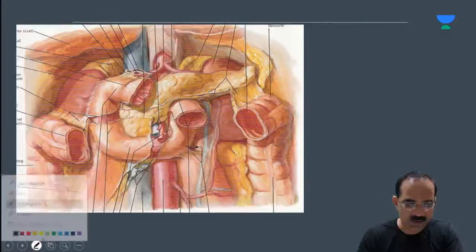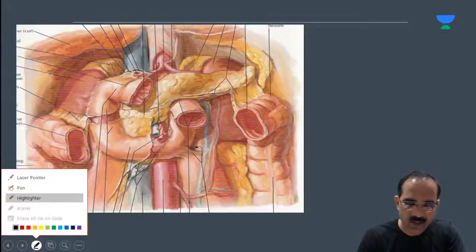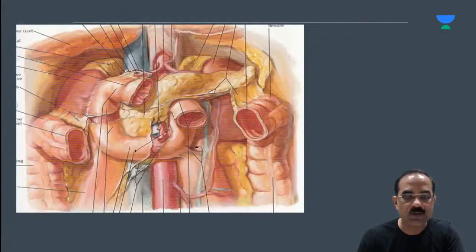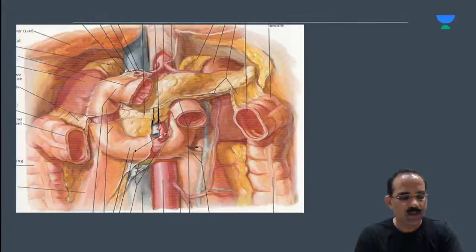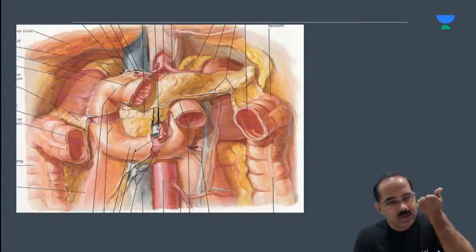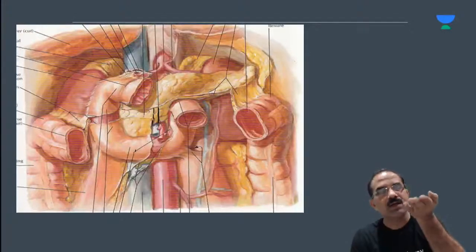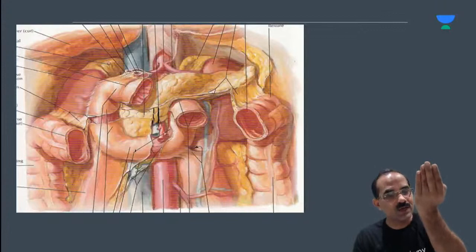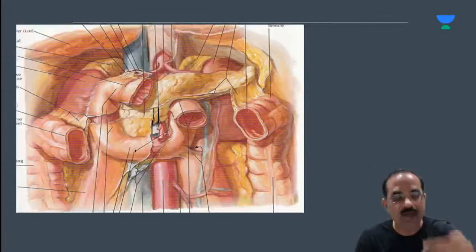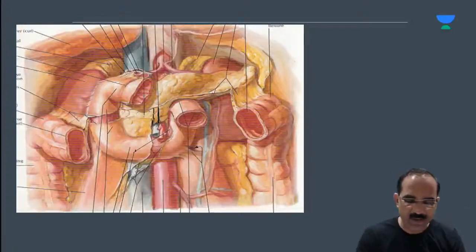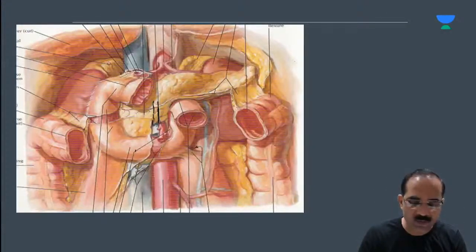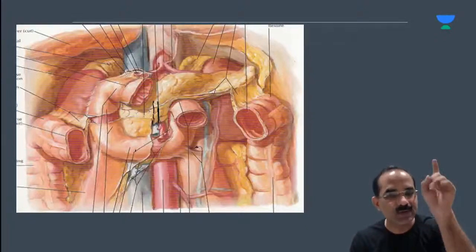And students, posterior relations of the neck. What is this vein here? Superior mesenteric vein. The superior mesenteric vein goes up. It is lying on what? The uncinate process. Look, the superior mesenteric vein is lying on the uncinate process. When this same superior mesenteric vein goes up, it is going behind the neck of the pancreas. Remember, students, it is going behind the neck of the pancreas. So the posterior relation of the neck would be the superior mesenteric vein.